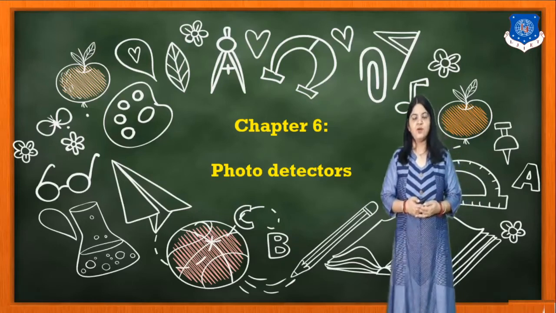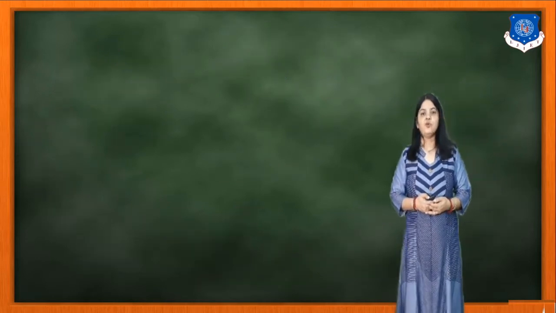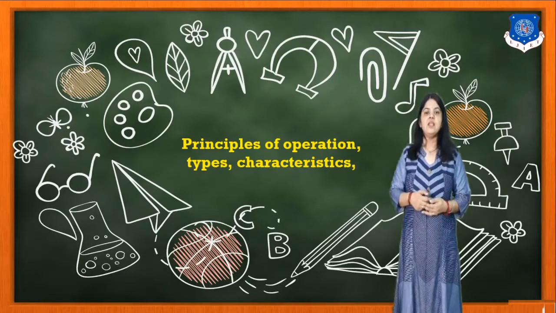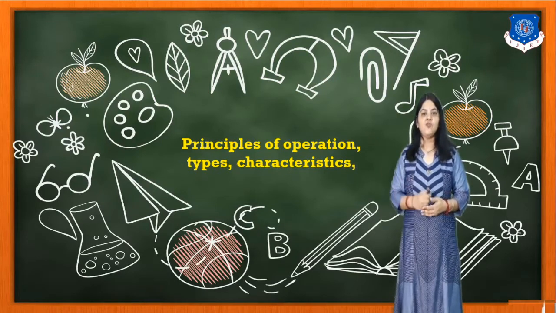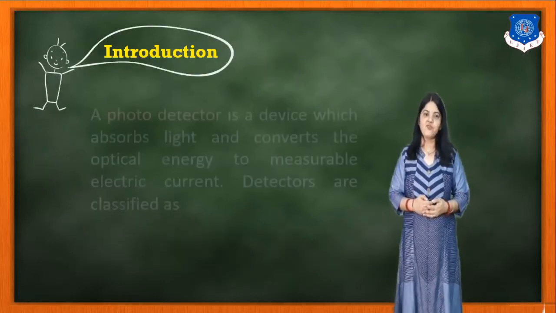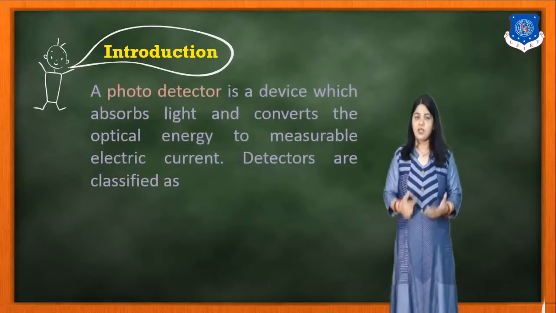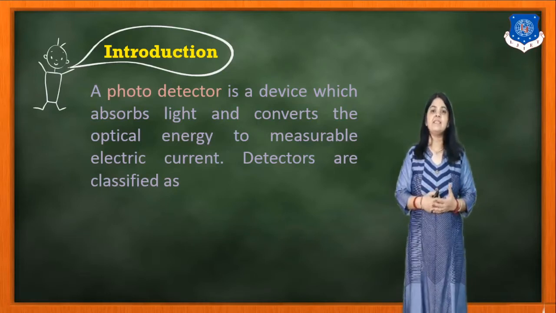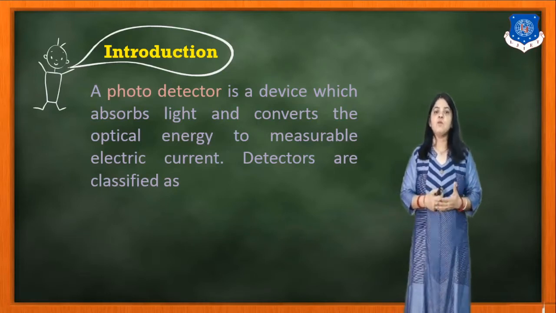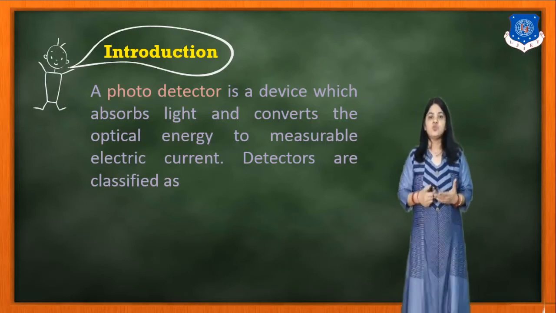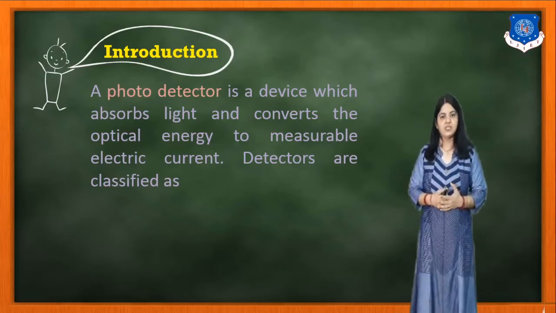From this video, you will learn about the photodetectors, particularly the principle of operation, types and characteristics. So let us start with the introduction of the photodetector. What is a photodetector? A photodetector is a device which absorbs light and converts the optical energy to measurable electrical current.